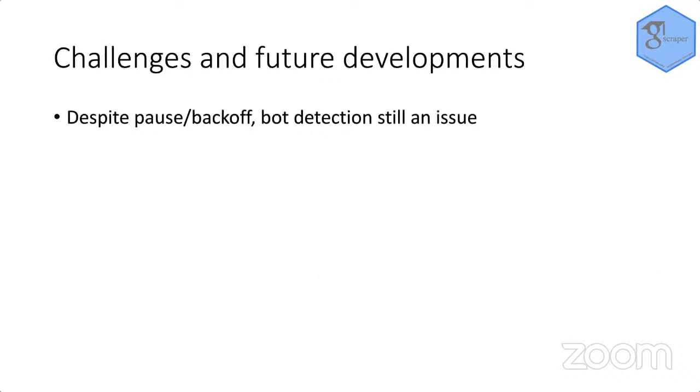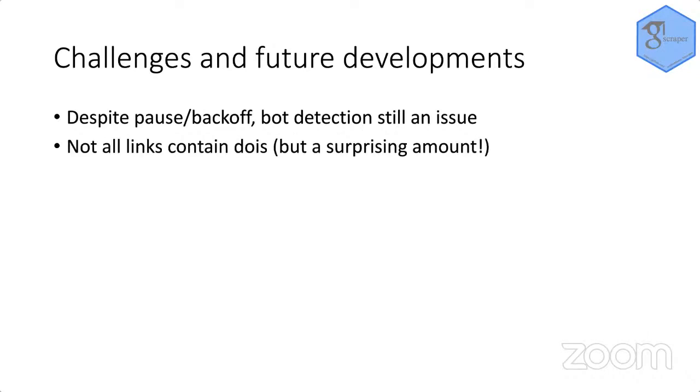There are some challenges though. Despite the pause and back off, the bot detection is still an issue. So there's a need to tweak that a little bit and try to improve it. I've tried using IP stuff, but it's much harder for me. I'm not an expert in that. Another issue is that not all of the links that are provided by the publisher contain DOIs, but I was surprised by how many did.